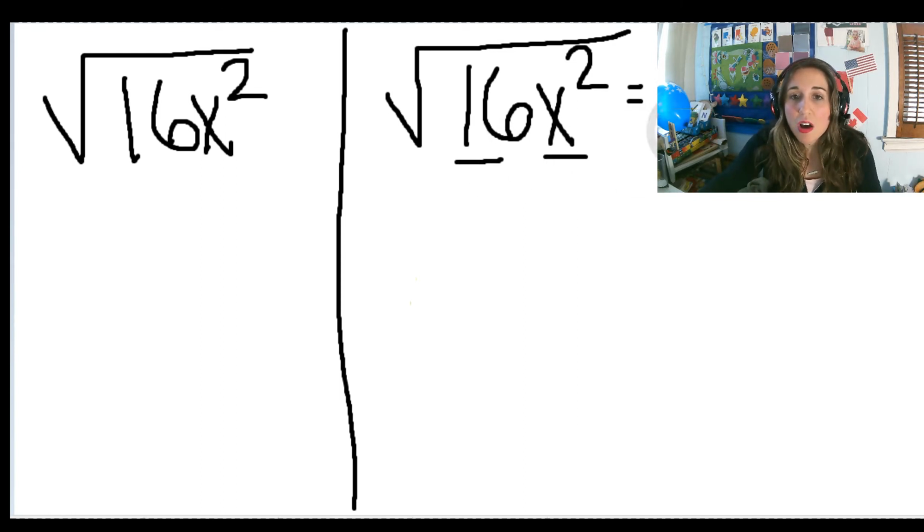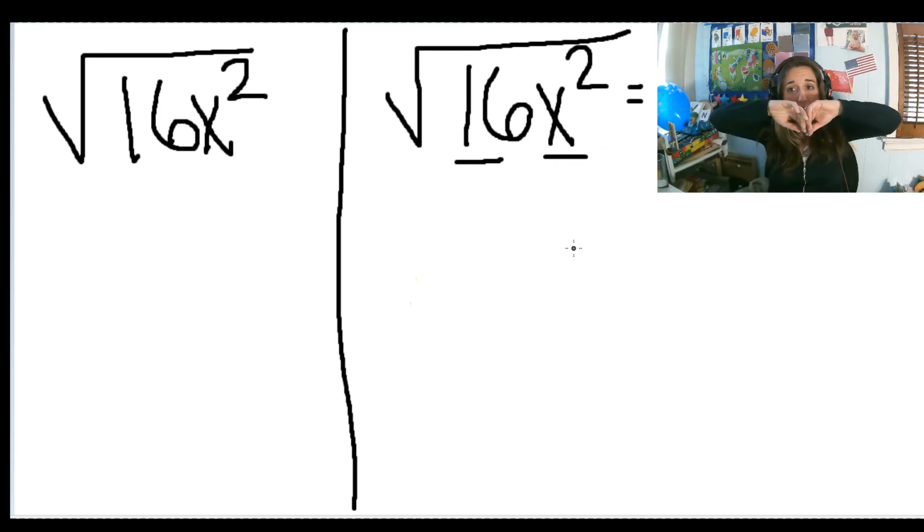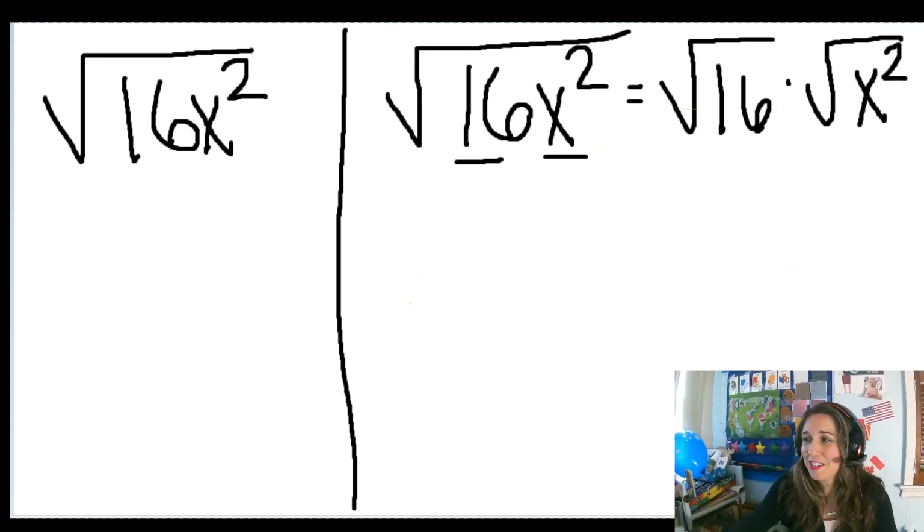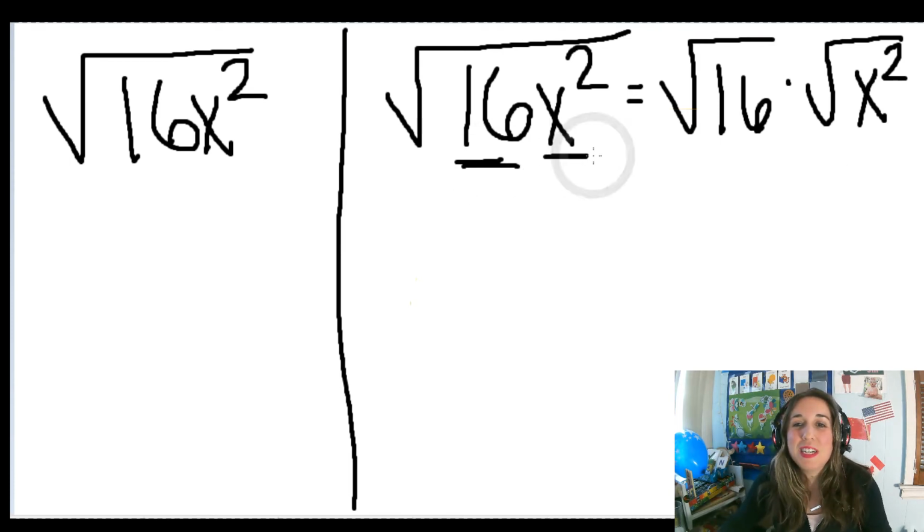I can say, let me break this apart to be the square root of 16 times the square root of x squared. Because I can, because multiplication is great. I can literally just break the radicals apart when I'm multiplying things together underneath a radical. I can break them apart separately. And let me move myself out of the way there so you can see it. So all I did was I broke the square root of 16x squared into the square root of 16 times the square root of x squared, okay? That's what I've got so far.